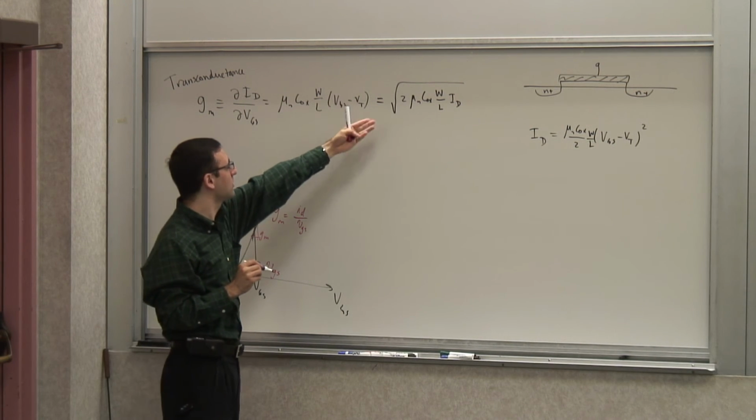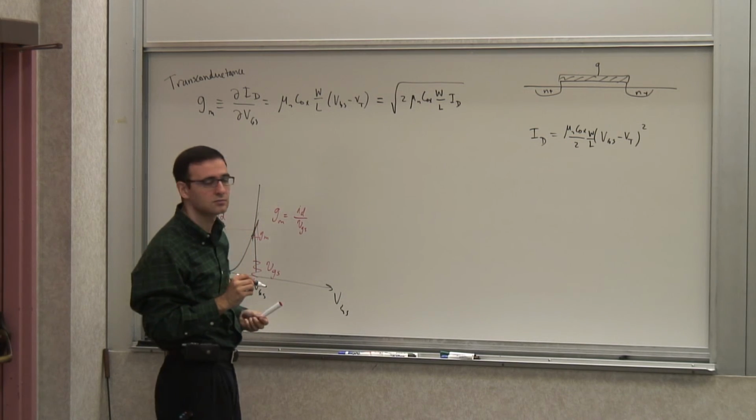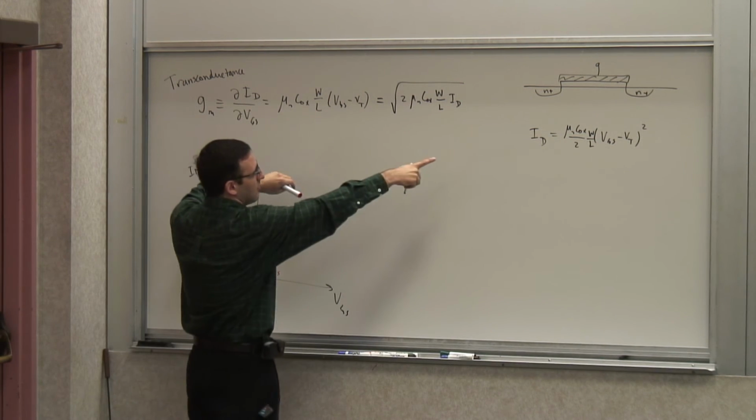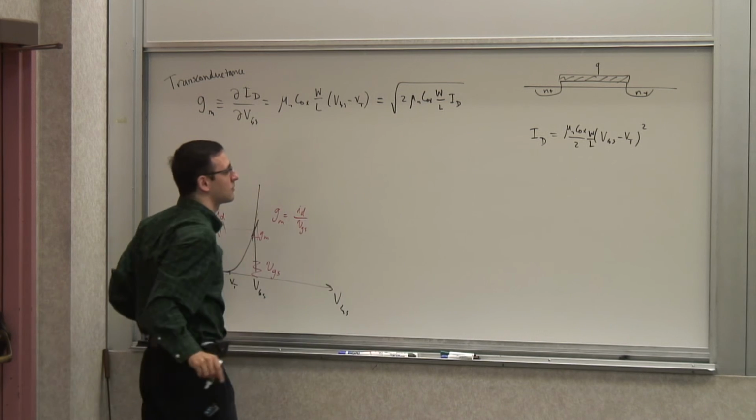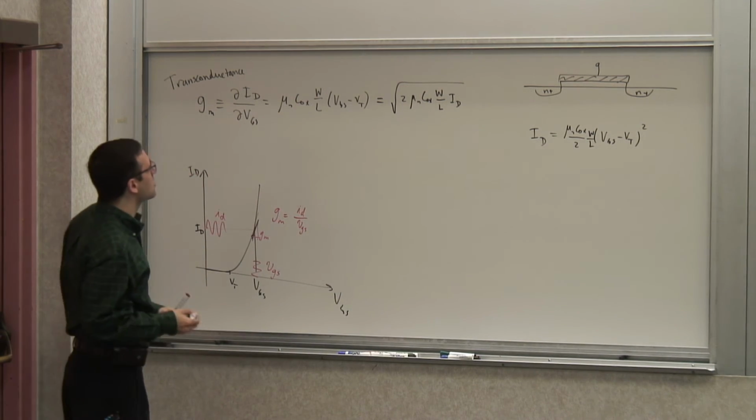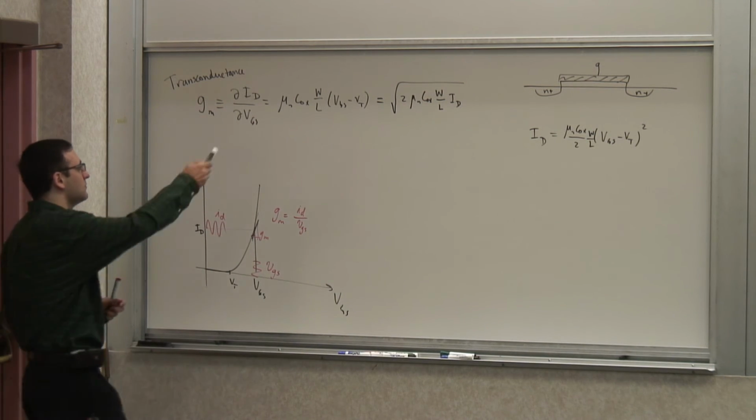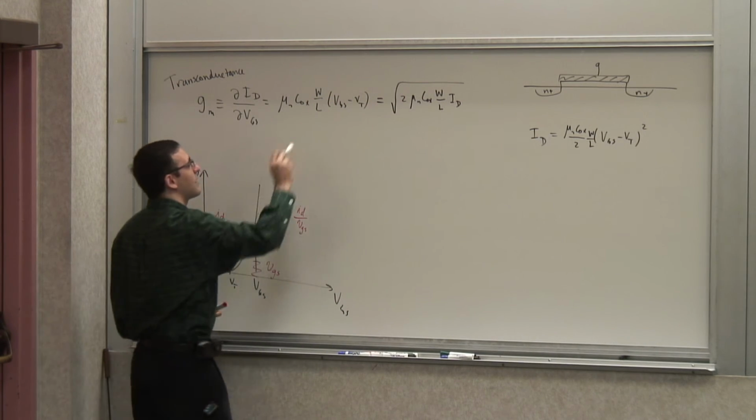I'm just solving it in terms of ID. I multiplied that by these terms to get this. That's squared and then squared. So if I want it in terms of ID, that's my expression. If I want it in terms of VGS, that's my expression.